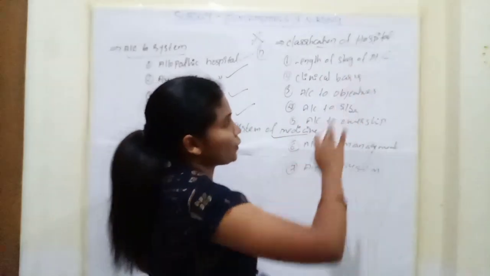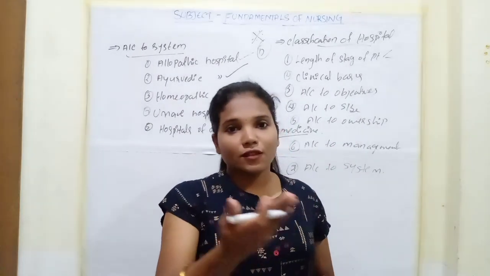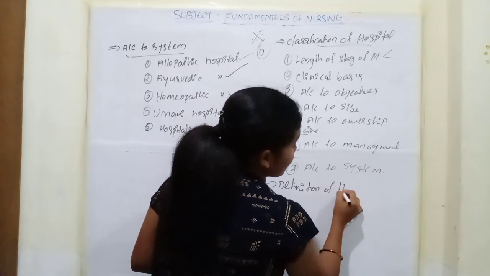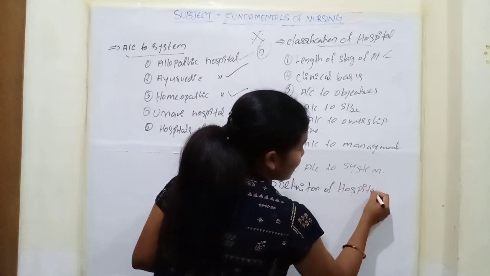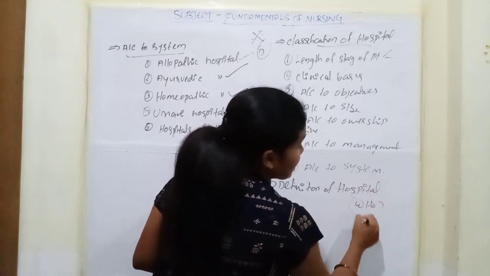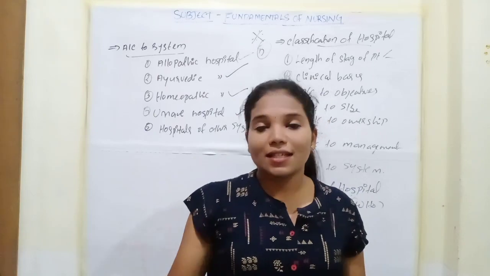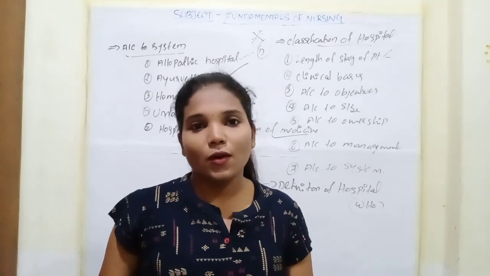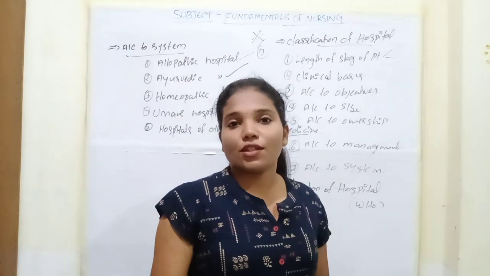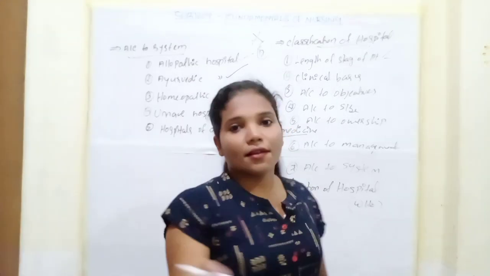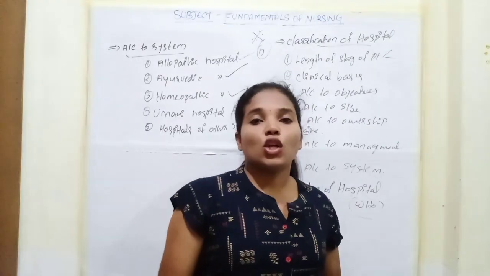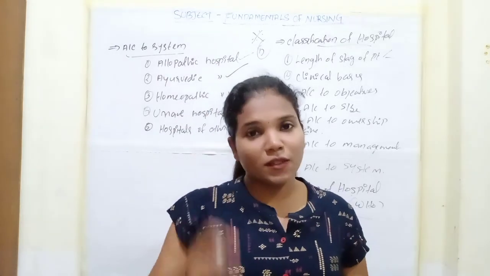And when you're writing the classification of hospital, as I said in the class also, there we have to mention the definition of hospital. The definition of hospital is very important, which is given by the WHO. So what is the definition of hospital? Hospital is an integral part of that definition. You have to write that, and then you have to write the classification of hospital. If they are asking for the definition of hospital for 1 mark, you can write the definition of hospital. So this is about the classification of hospital.